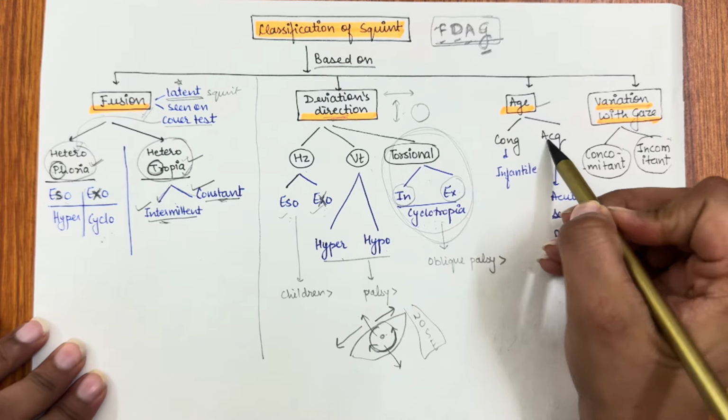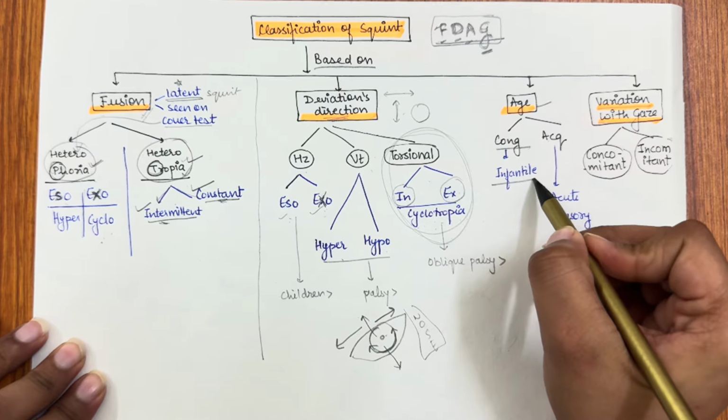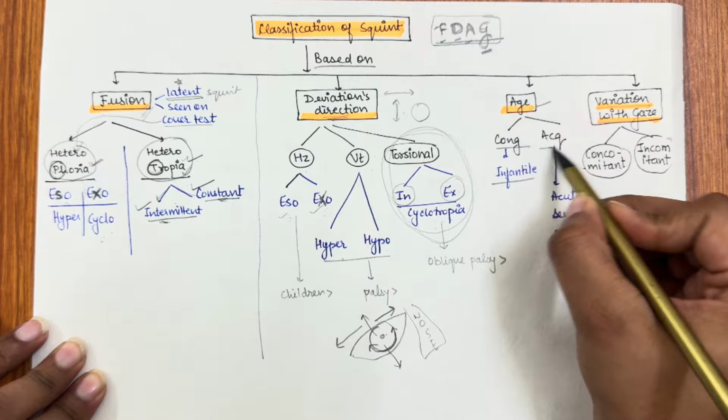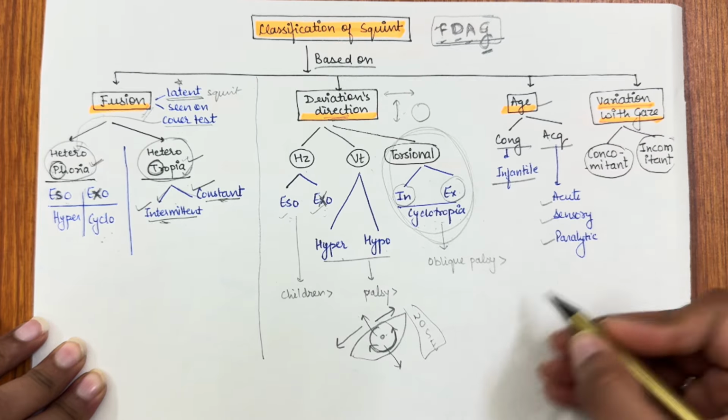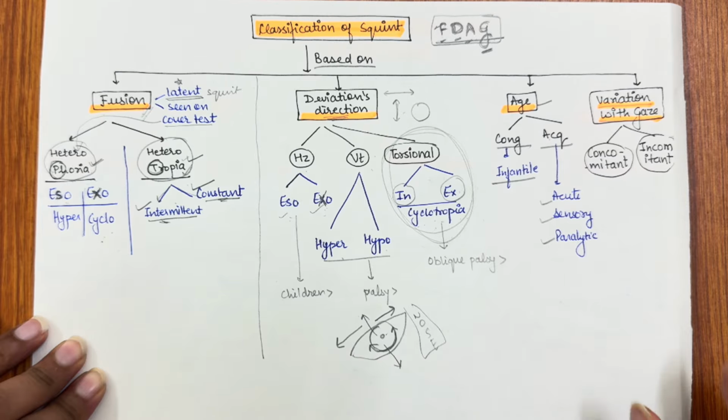In age, when congenital, acquired, congenital means all infantile, because generally we see it in children. And acquired we can mention acute, sensory, paralytic, restrictive, all other types of squint.